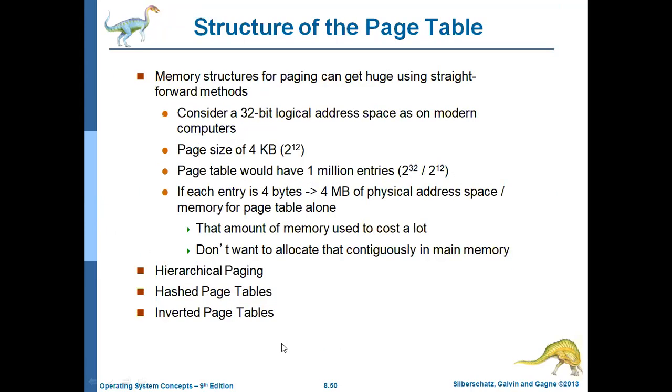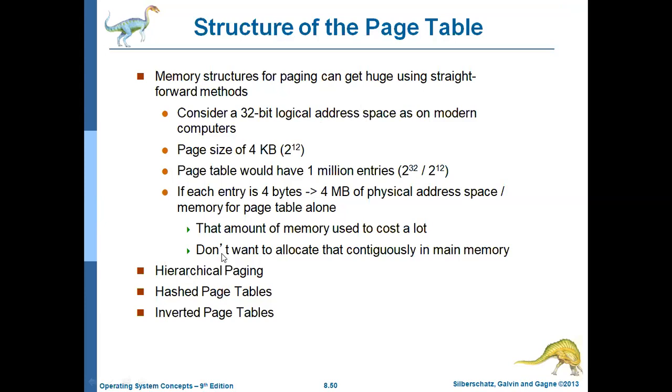Followed by that, the next concept is the structure of the page table. What is the structure which is maintained for a page table? The memory structures for paging can get huge using straightforward methods. Consider a 32-bit logical address space with a page size of 4 KB, that is 2 raised to 12 bytes held in each page. Ultimately the page table would have 1 million entries. This is a small study regarding the page table.